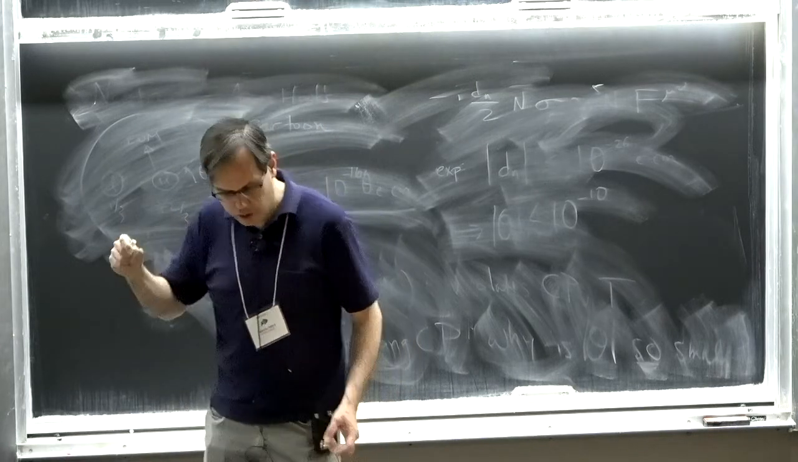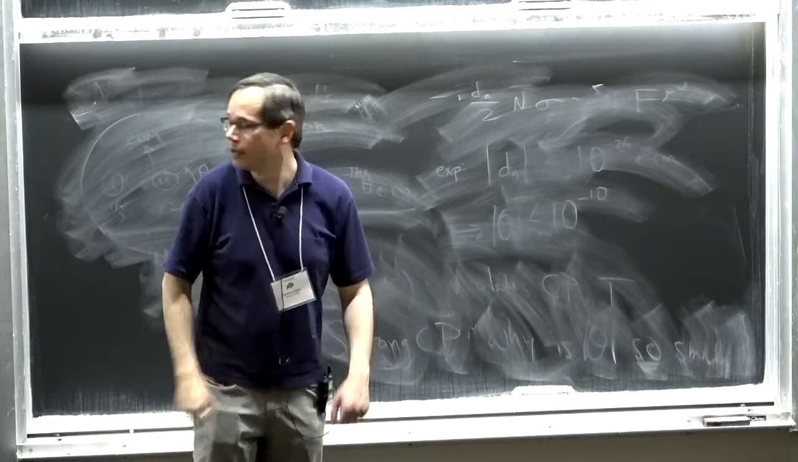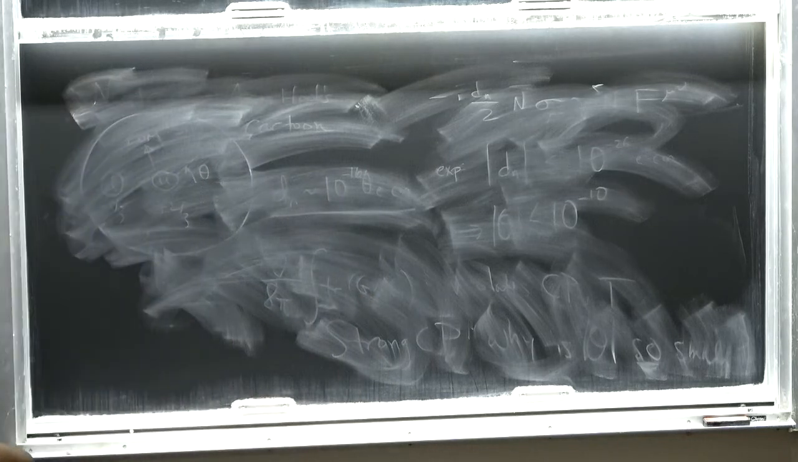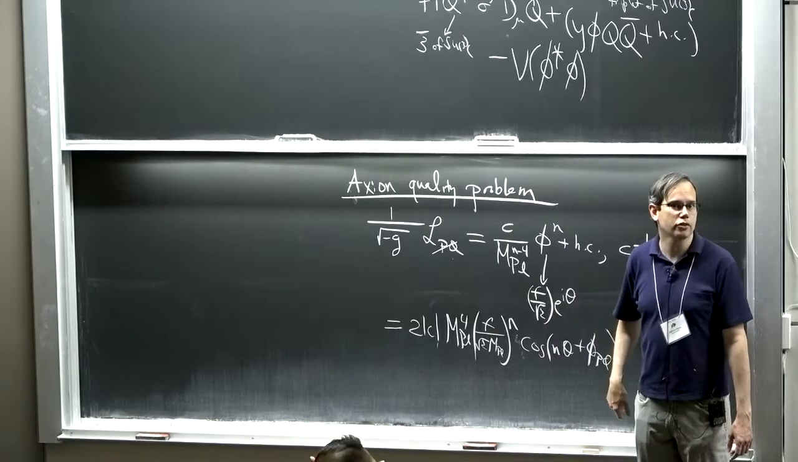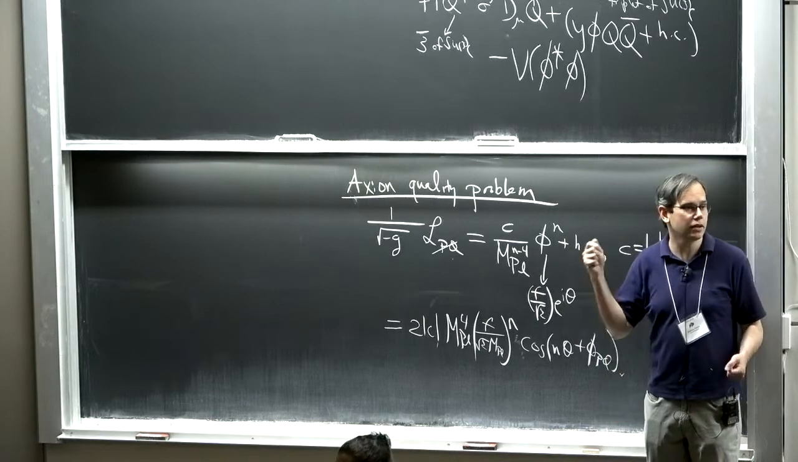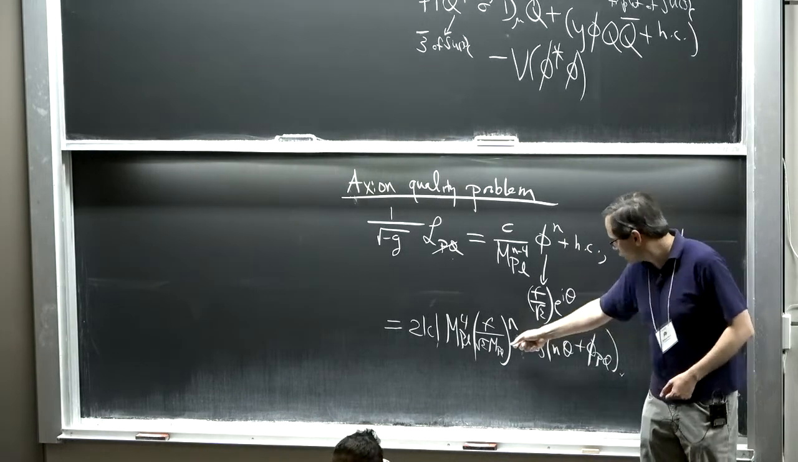So we have an exponentially small potential, and we have this other contribution we might worry about, and it's not exponentially small. It's kind of power law small in f over m Planck. And so that's really dangerous, trying to beat an exponential with a power law.